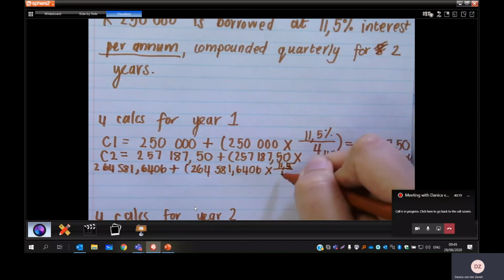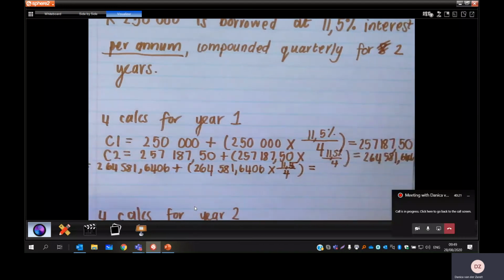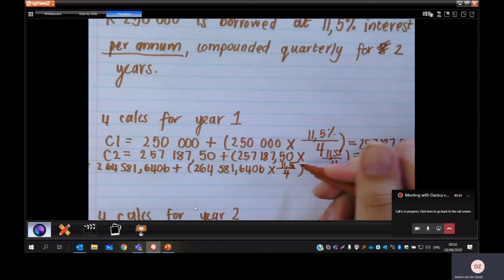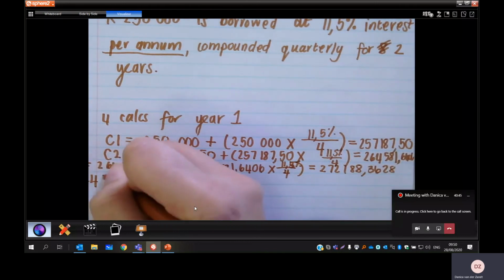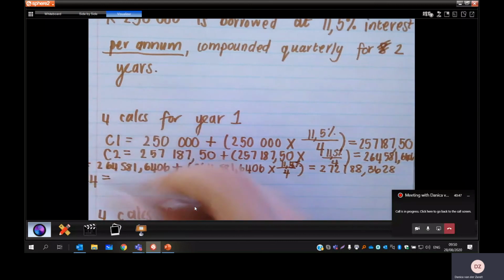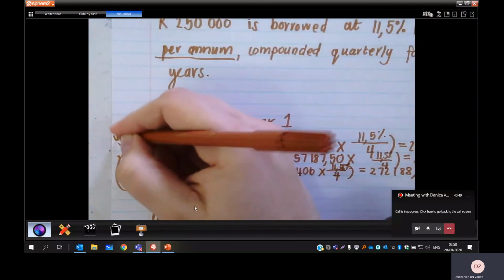Sorry, 11.5 divided by 4. Okay, this is still percentage. I mustn't forget my percentage. And I get 272,188.3628. And that was my third compound, but still, all of this is still the first year. This is all still year 1.